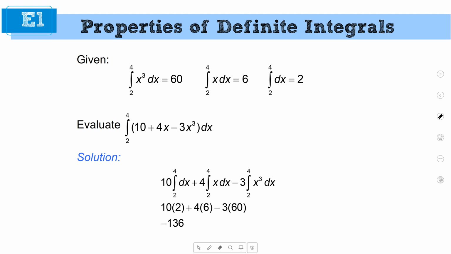Does the negative 136 not bother anybody? What does that number represent? Area. I have a negative area. Where did I screw up? Or did I? Okay, this is going to freak people out.